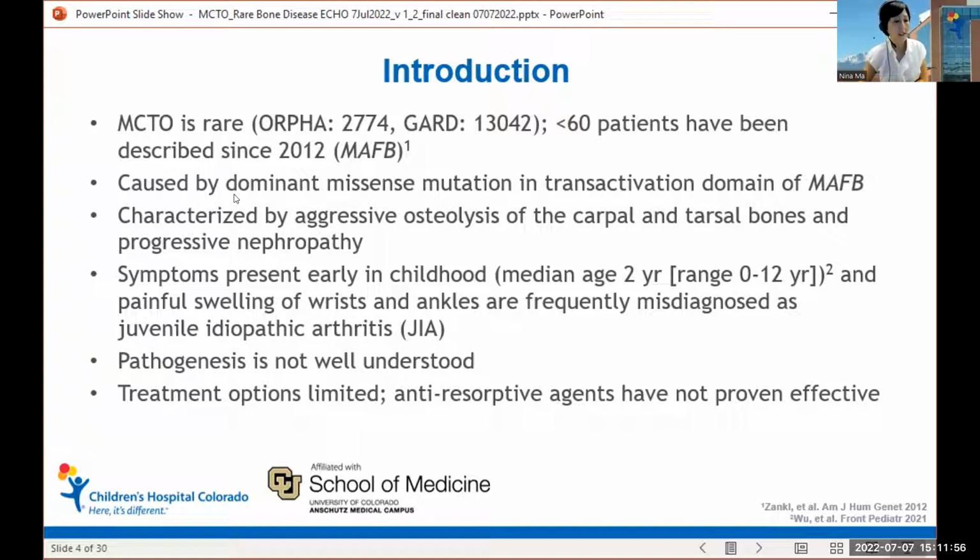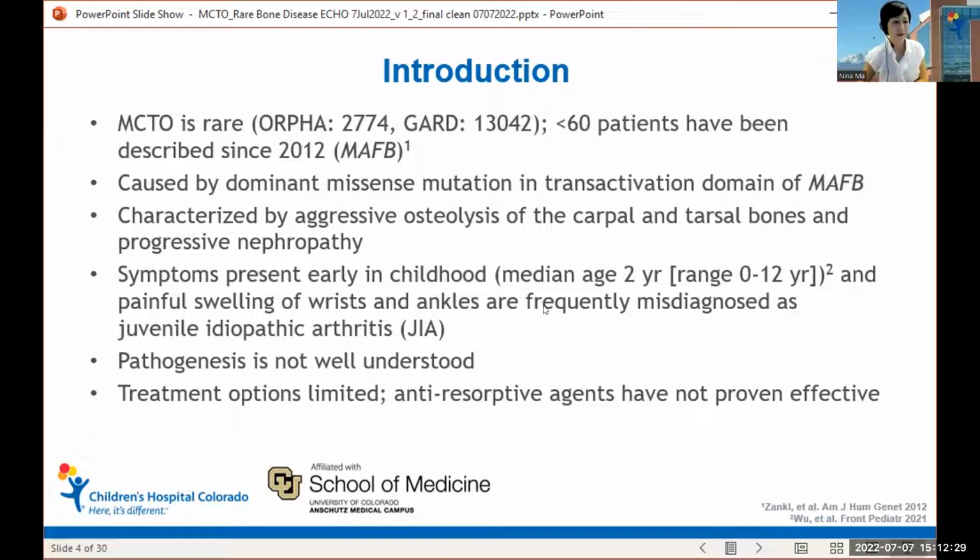MCTO is caused by dominant missense mutations in the transactivation domain of MAFB. MCTO is characterized by aggressive osteolysis of the carpal and tarsal bones, and this is accompanied by a progressive nephropathy. The symptoms typically present very early in childhood. The reported median age of symptom onset is as young as 2 years old, with a range of 0 to 12 years. The symptoms include painful swelling of the wrists and ankles.